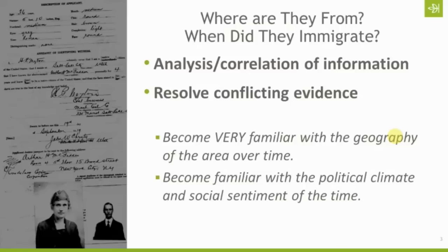The other thing you need to become familiar with as it relates to the places where your ancestors are from is the political climate and the social sentiment of the time. So, I have an ancestor from Ireland who in many records does not list that he was born in Ireland, lists that he was born in Ohio or that he was born in Indiana, and it's because there was a strong social sentiment at the time against the Irish. And so, that can be a red herring for you if you don't understand.